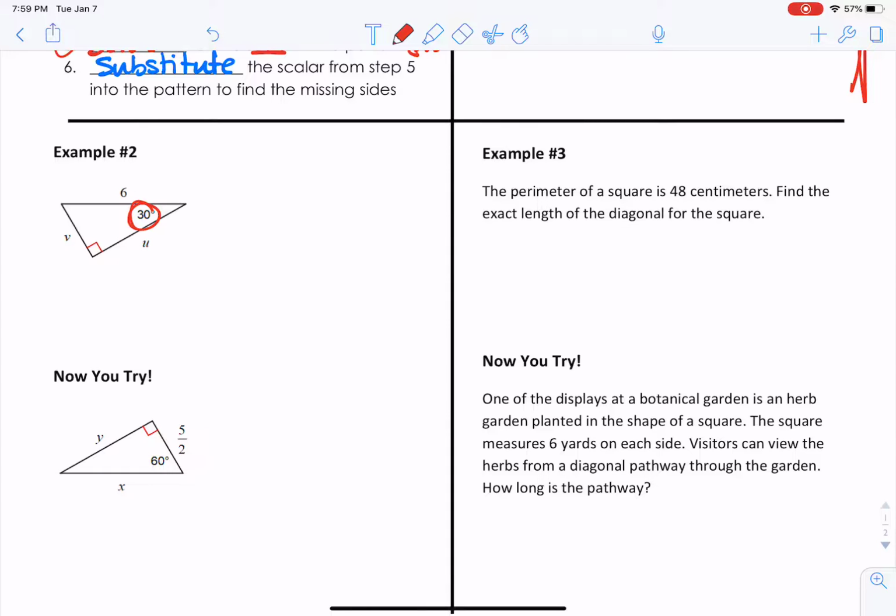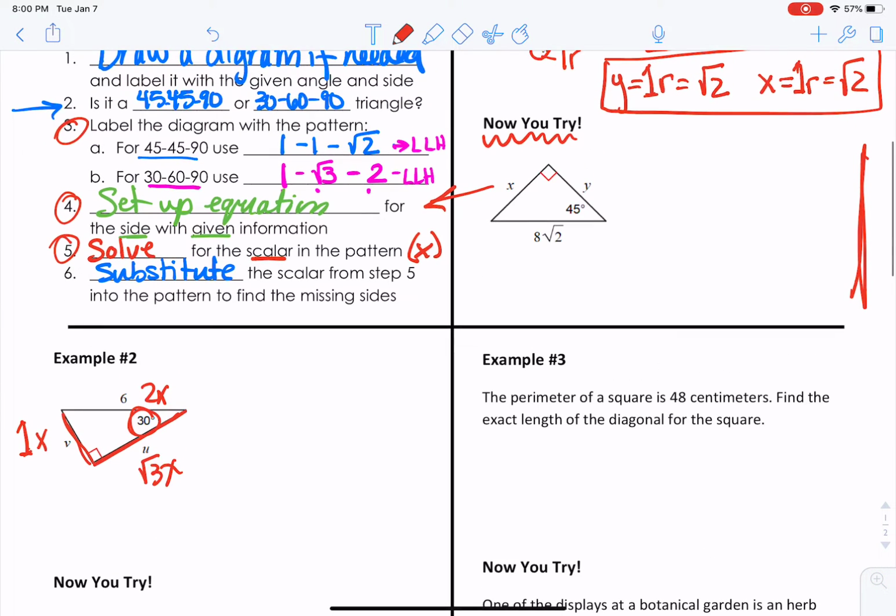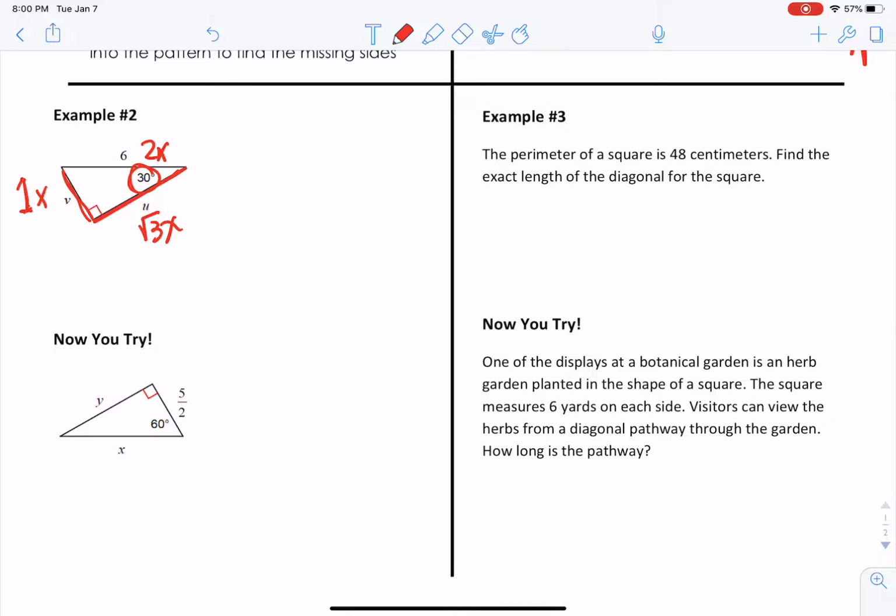Remember that we're going to use the ratio, and I'm going to use x's for this one. So I have 1x here, because I have u and v, I can use an x. The longest leg, remember legs make the right angle, is square root of 3 times x. And the hypotenuse is 2x. So I've labeled my sides. That's step 3. So I've labeled my sides with the proper things. Now I have to set up my equation, which is step 4.